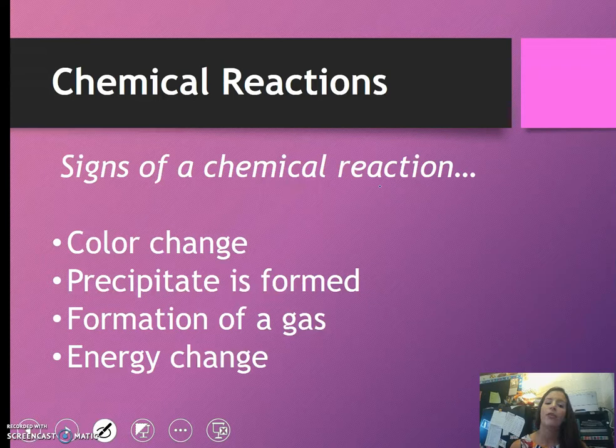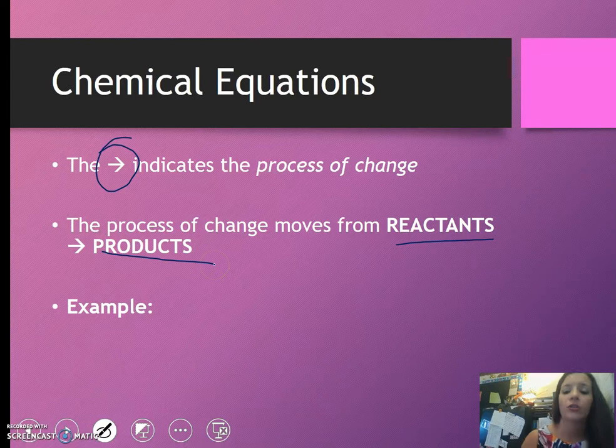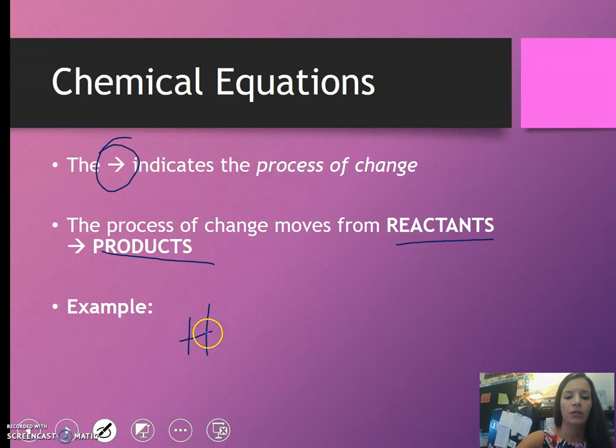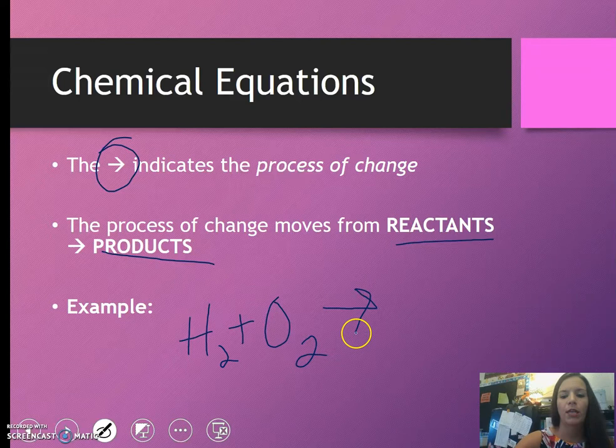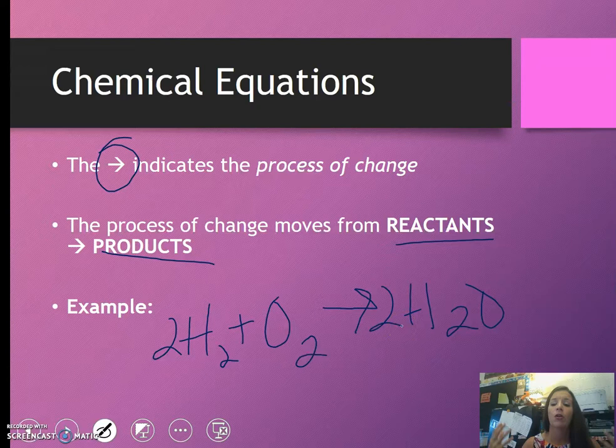Now let's talk about chemical equations. With a chemical equation, the arrow is what indicates the process or the movement of change. And this always moves from reactants to products. So an example, if we take hydrogen and oxygen, we get water. And if we're going to equal it out, there should be a 2 there and a 2 there. So hydrogen plus oxygen makes water.